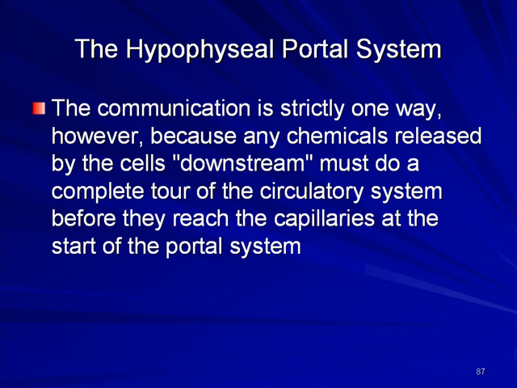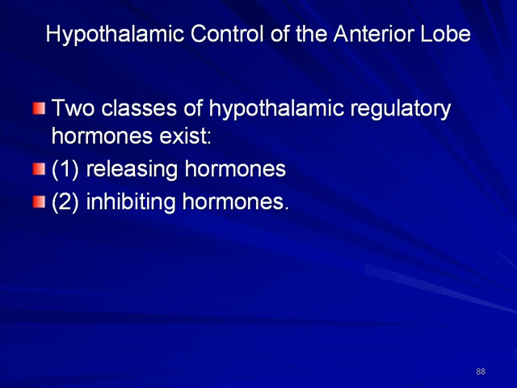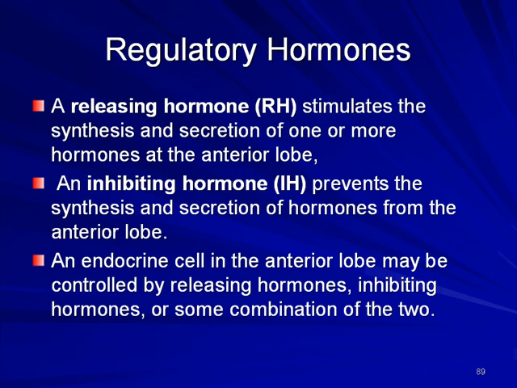Communication is strictly one way. Some of the chemicals released in the cells move downstream. They must do so to make the complete tour of the circulatory system. And again, we have regulatory hormones, the two classes of hormones in the hypothalamus, one of which is the releasing hormone, and the other one is the inhibiting hormone.